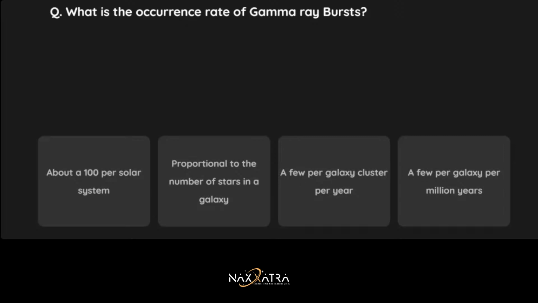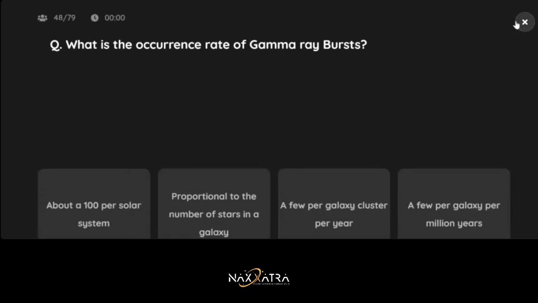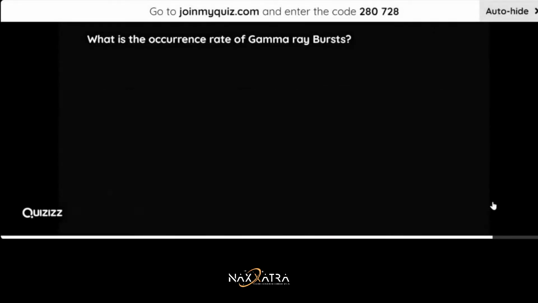And a few per galaxy cluster per year is not the correct option either, because the correct option is a few per galaxy per million years. That is, they're not too rare, not too frequent. A few per galaxy cluster per year is also a high quantity, because combining all galaxies in one year itself, there can be a few. It is very rare actually. So a few per galaxy per million years is the correct option. So we are going to the next question.